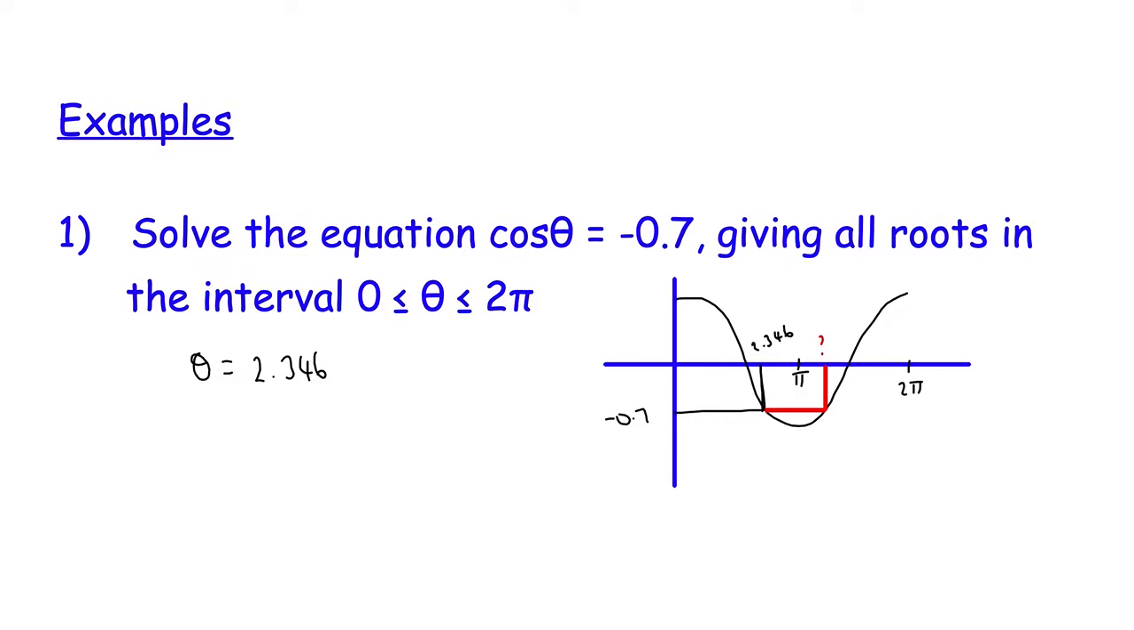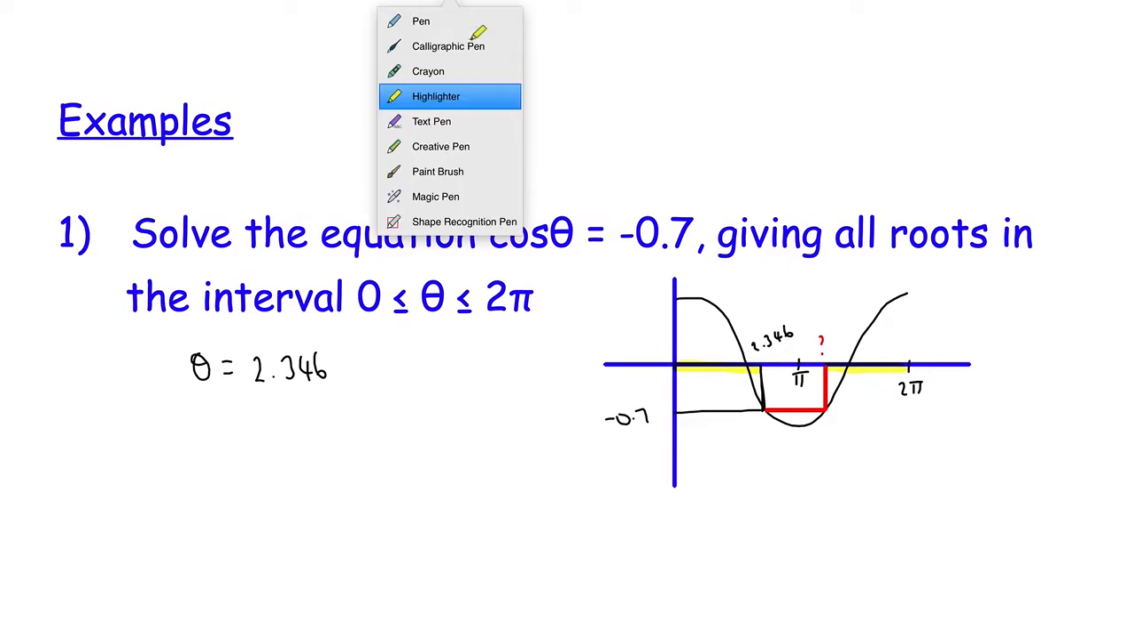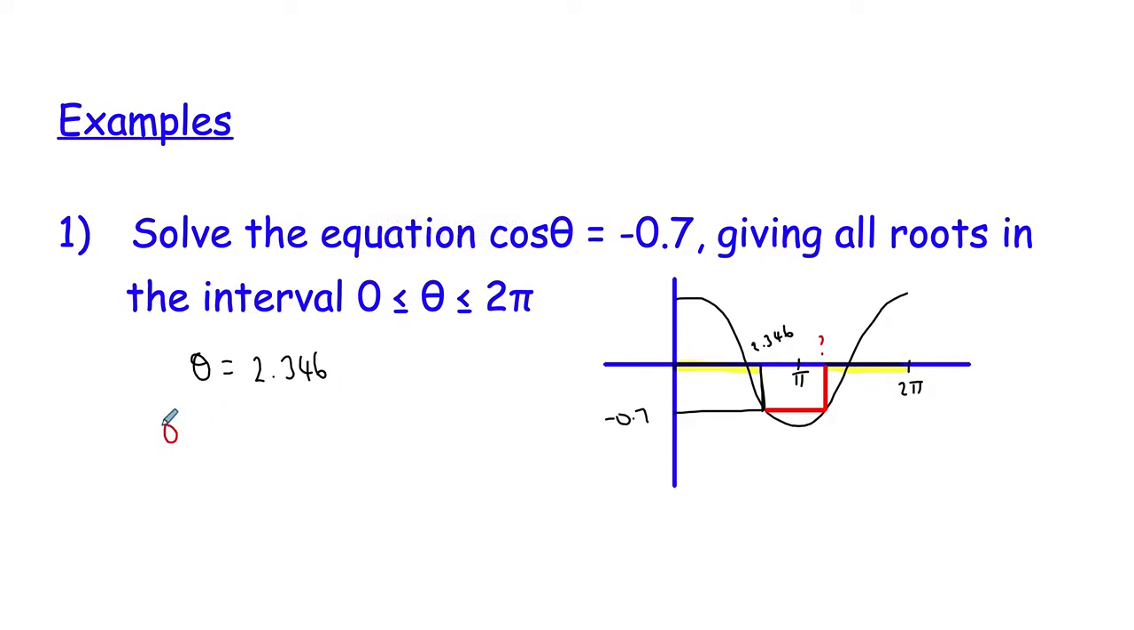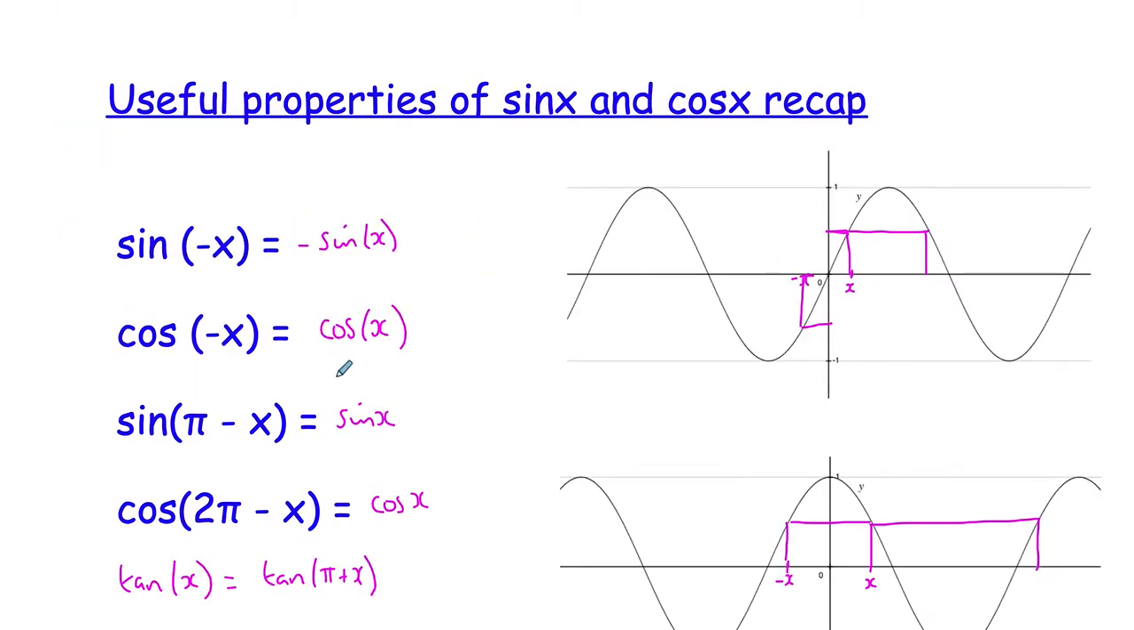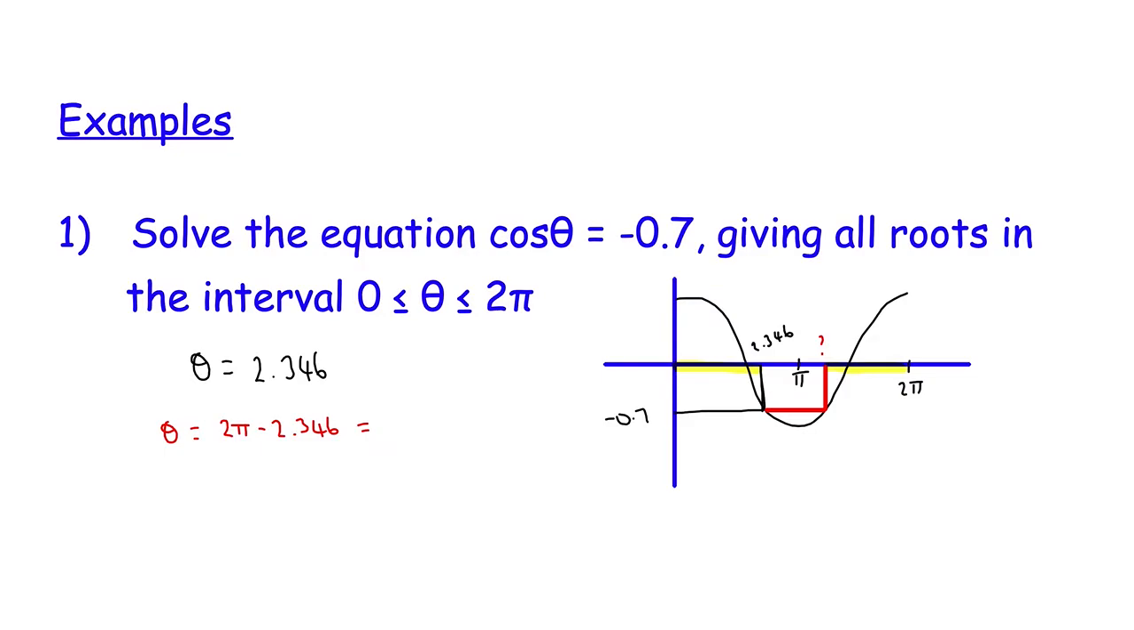And we keep going back to the gaps. It's all about the gaps. This gap here is 2.346. So this gap here will be 2.346 as well. So our second value that we're looking for will come from 2 pi minus 2.346. That's what we wrote here as this one here. 2 pi minus our angle.